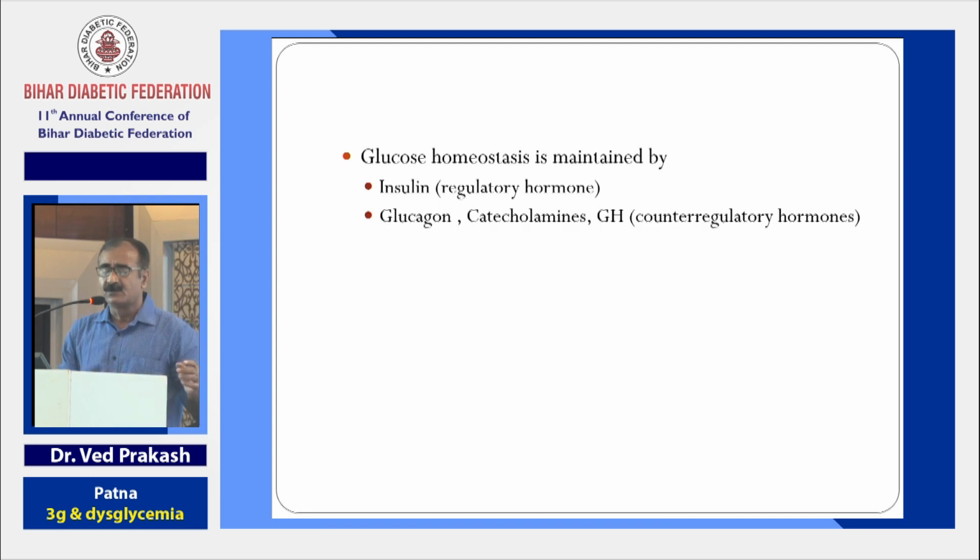Basically, glucose is maintained within the normal range mainly by four hormones. The first important hormone is insulin, which brings down glucose. There are hormones which have the opposite actions of insulin, known as counter-regulatory hormones: glucagon, catecholamines, growth hormone, and cortisol, the glucocorticoids. Glucagon, growth hormone, and glucocorticoids are the 3 G's indicated in this topic.